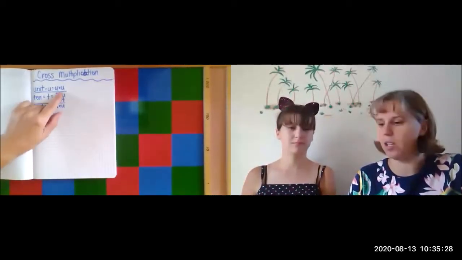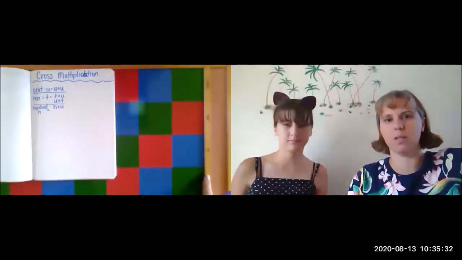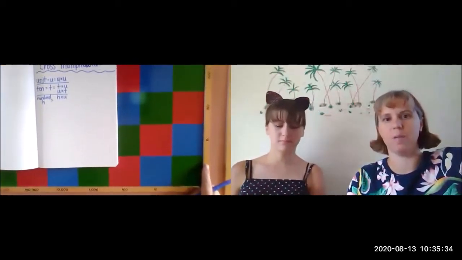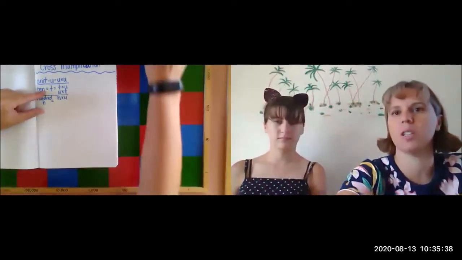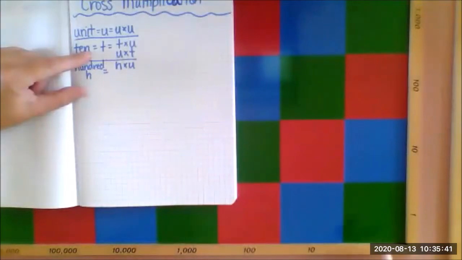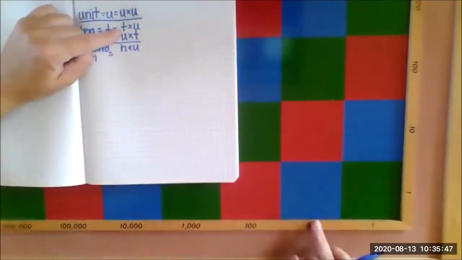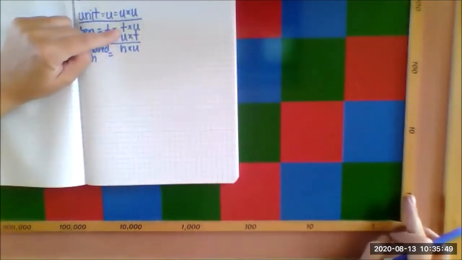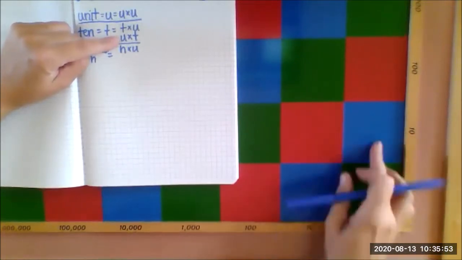Okay, so we found that to make a unit, the only way is to multiply a unit times a unit. And then we were looking at our 10, and I'm going to switch to the other view so you can see better. Now when we're looking at tens, we can see that to make a 10, we can multiply a 10 times a unit, or we can multiply a unit times a 10. That's how we get the blue tens.